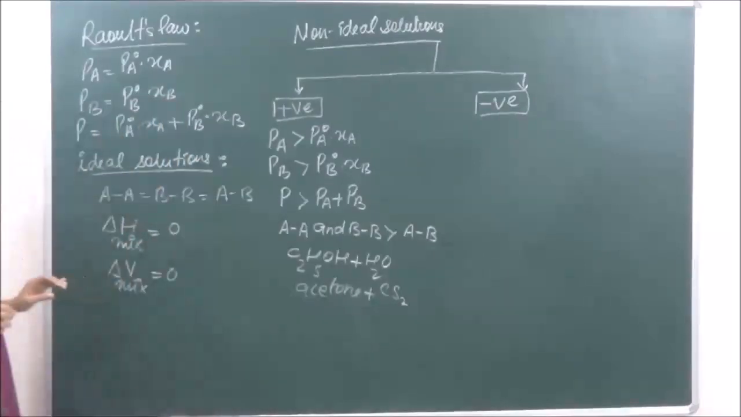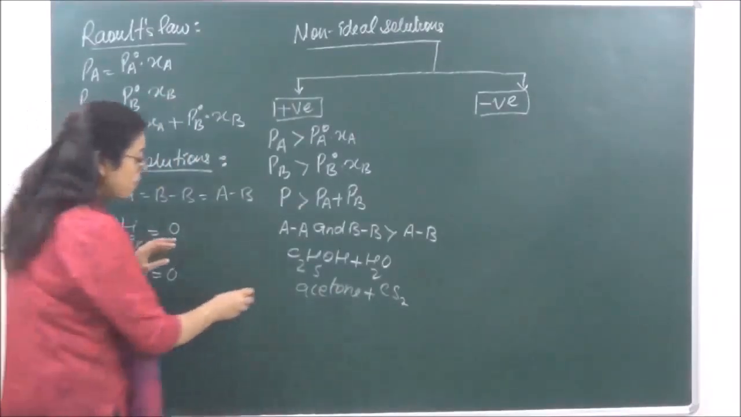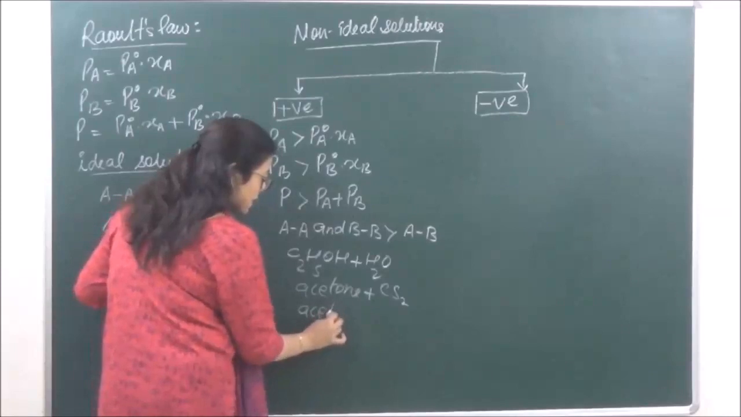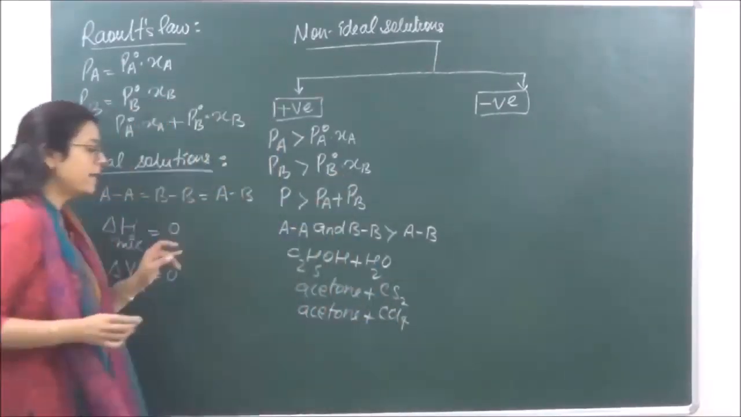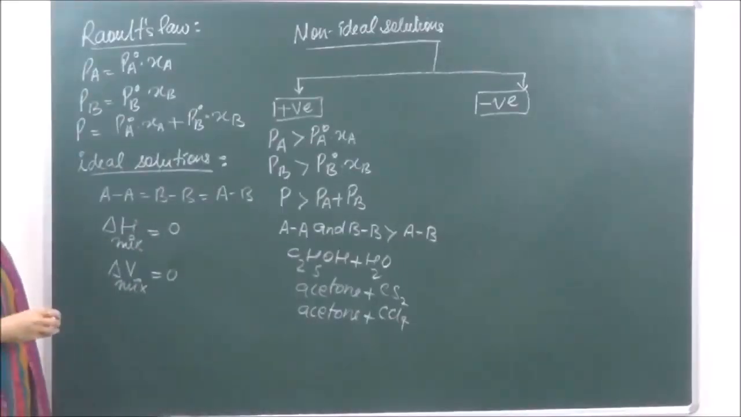Another example which we can take over here is that of acetone and carbon disulfide. Okay, another example we can take is that of acetone and carbon tetrachloride, CCl4. So these are the positive deviations.